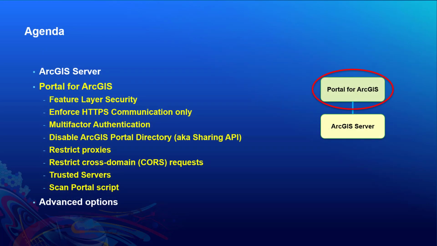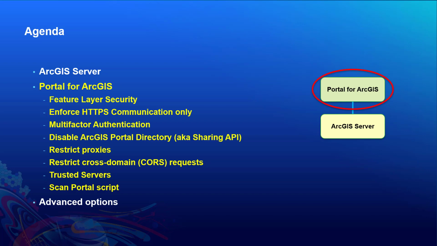All right, let's move forward. We've covered ArcGIS Server topics. Now let's talk about Portal for ArcGIS. In this conversation, we'll be speaking briefly about feature layer security. Again, we'll rehash enforcing HTTPS communication only briefly. We'll talk about a feature that's new at 10.9. It's very important, and that's multi-factor authentication.